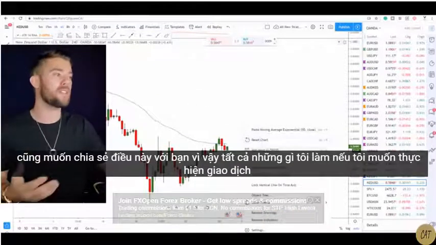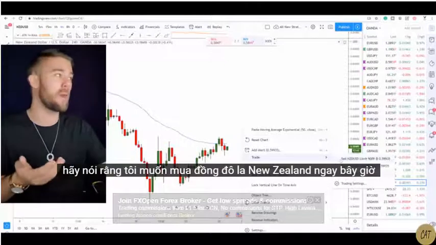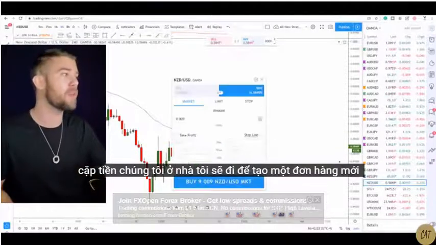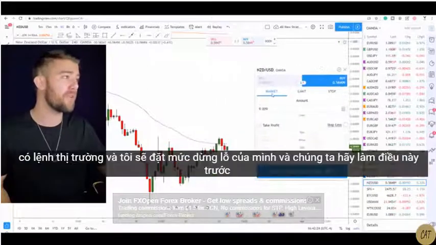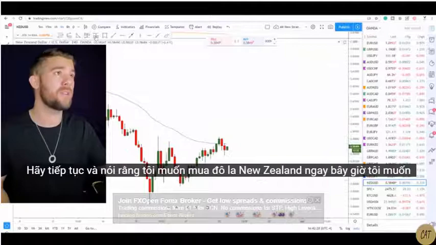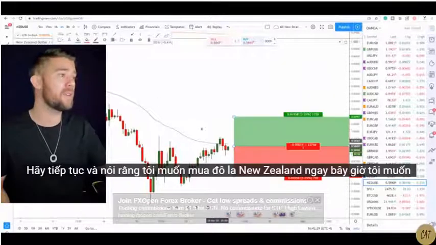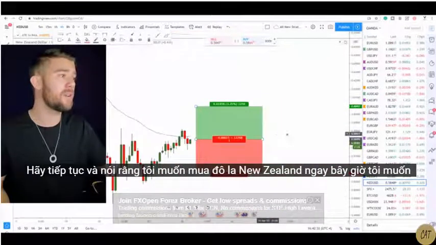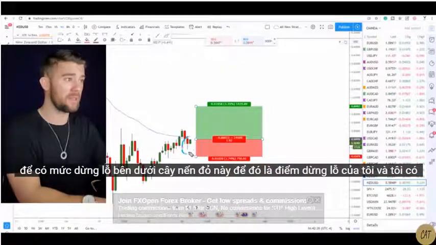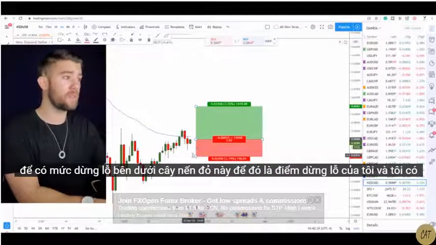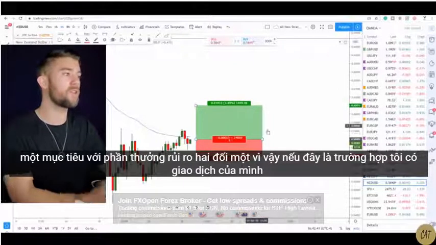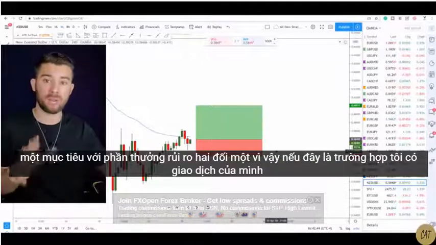So all I do, if I want to place a trade, let's say I wanted to buy the New Zealand dollar right now, which is the currency pair we're on, I would go to create a new order, I would have a market order in, and I would set my stop loss. And let's do this first. Let's go ahead and say I want to buy the New Zealand dollar right now. I want to have a stop loss below this red candle. So that's my stop loss, and I have a target at a 2-to-1 risk reward. So if this is the case, I now have my trade set up.